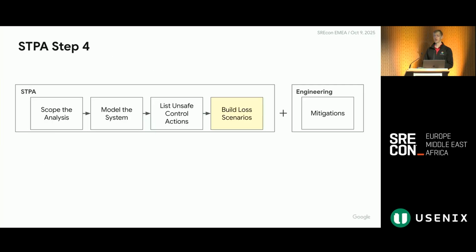Okay, we're at step 4 now. This is where we're going to use what we've done in the previous steps to start anticipating possible incidents that might occur in our system. And again, STPA calls those loss scenarios.